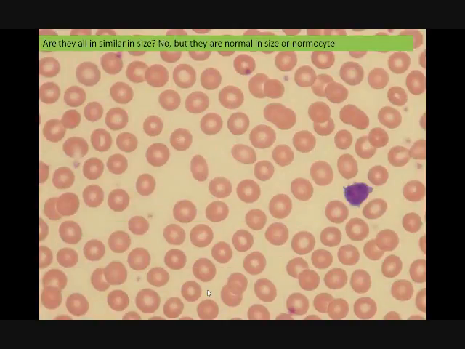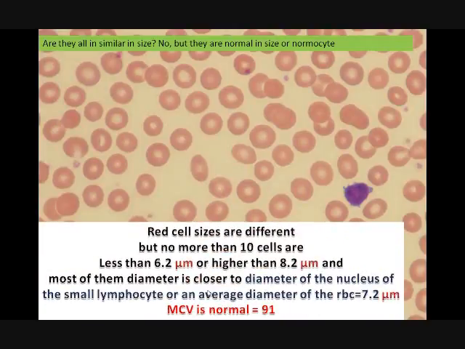Are they all similar in size? Not really, but they are normal in size, or normocytes. Red blood cells are different, but no more than 10 cells are less than 6.2 or greater than 8.2. And most of them have a diameter that is closer to the diameter of the nucleus of the small lymphocyte. So the average diameter of this particular blood smear is 7.2, and that gives us an MCV of 91, which is normal.